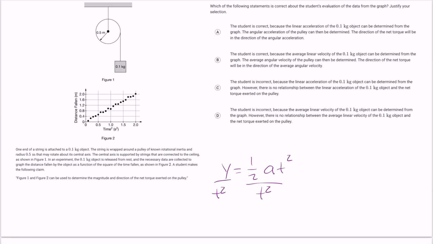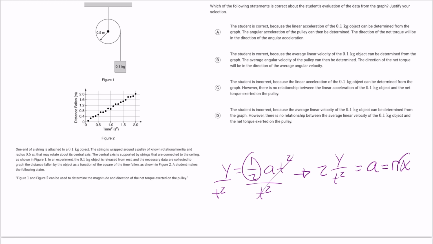All right. So from here, obviously these cancel, and if I go ahead and multiply both sides by 2 to get rid of this 1/2, then I have 2 times the slope of my graph is equal to the linear acceleration of the box. And if we have linear acceleration of the box, then we can quickly get angular acceleration for the pulley if we just set that equal to r times alpha. All right, that's the relationship between linear acceleration and angular acceleration.